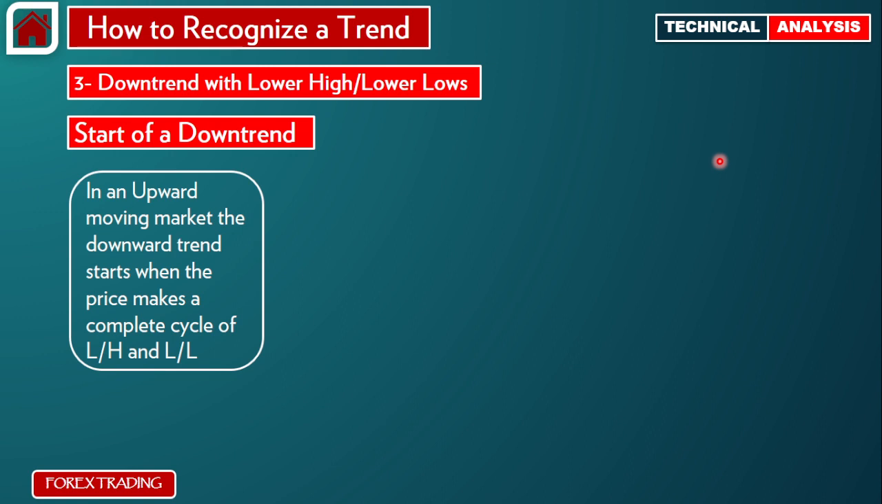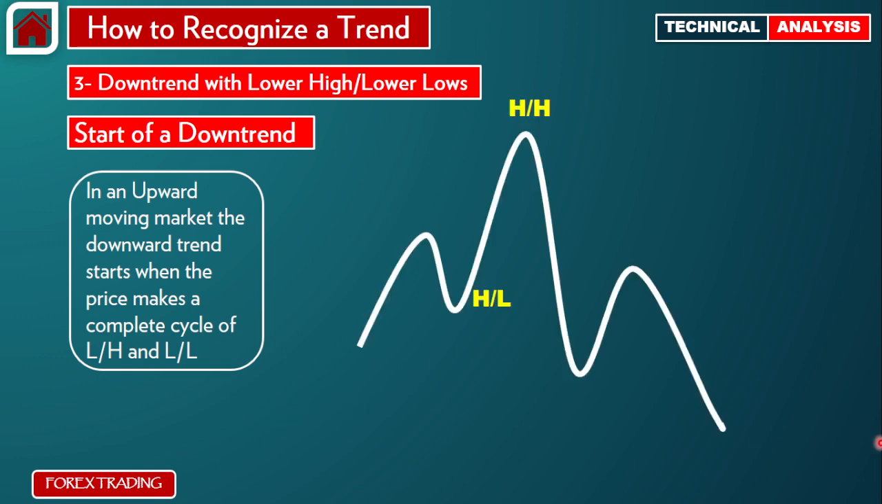Number three, well, how we recognize it. And so we have to see it's an upward moving market. The downward trend starts when the price makes a complete cycle of low high and low low. Now let's take a look at it.